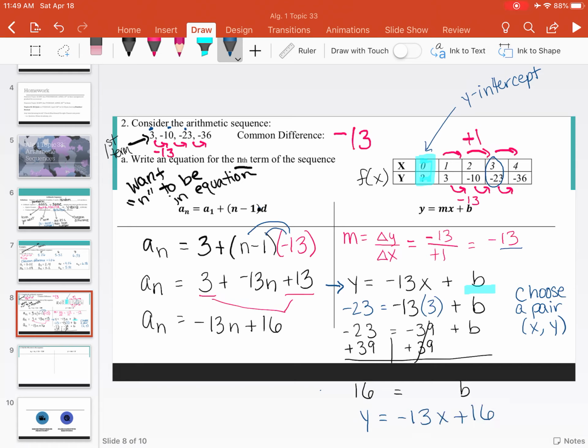And this is my linear equation. Notice how between the two formulas they match. Instead, we just have an n in the first one and an x in the second one. So looking at the one on the right-hand side, we can graph this.